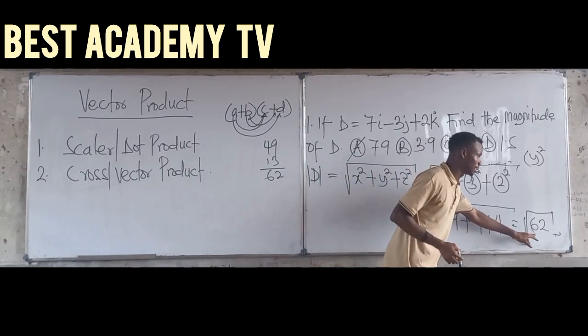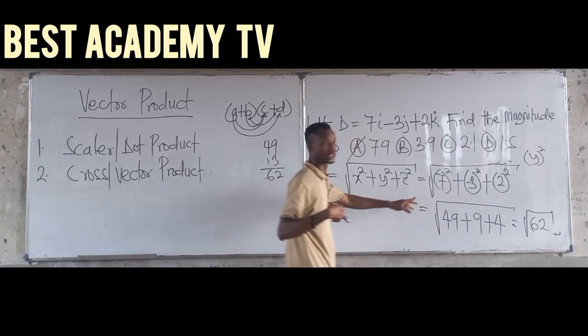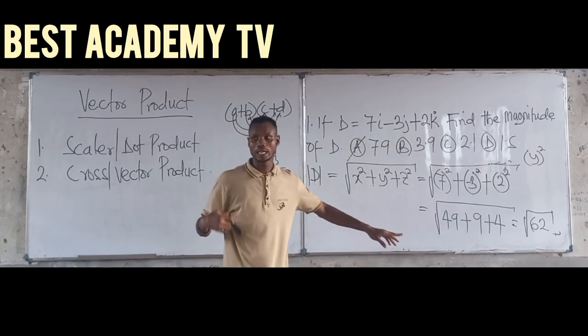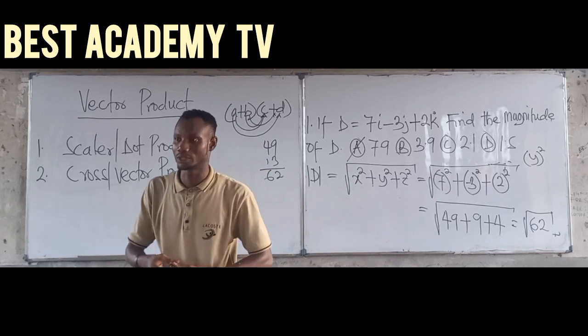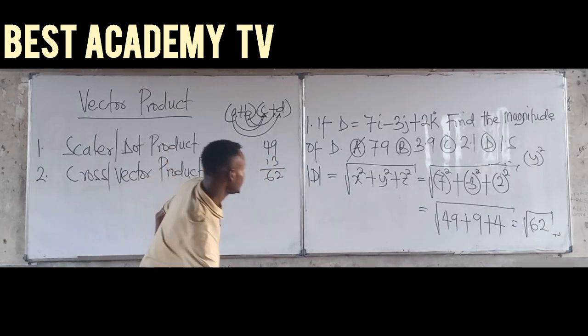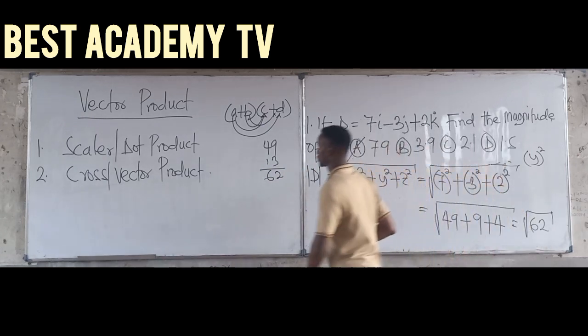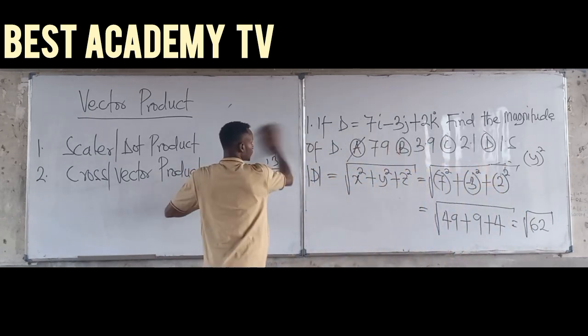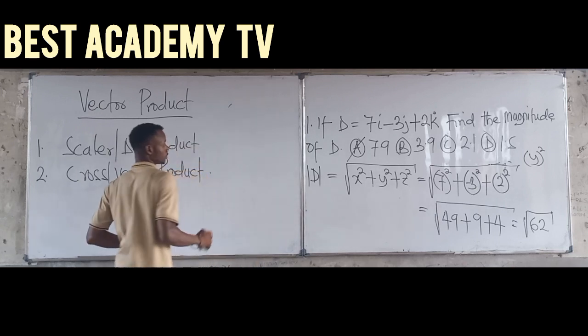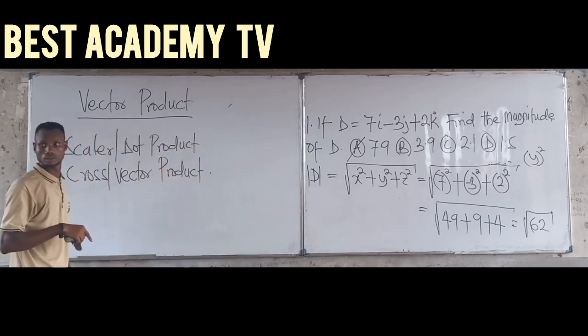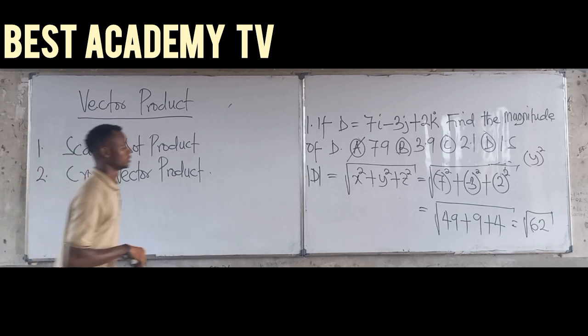The nearest one is 49, right? 49 is 7, so 62 will be 7.9. It's too short. That should be the answer. Because 49 is 7, it can't be 3.9, it can't be 2.9. Yes. Okay, let's go.